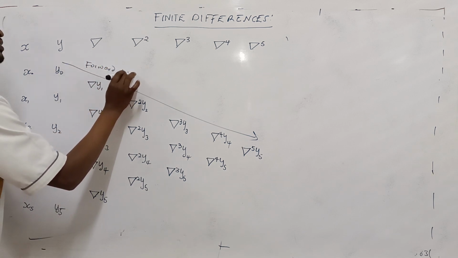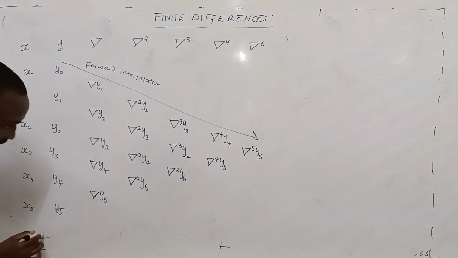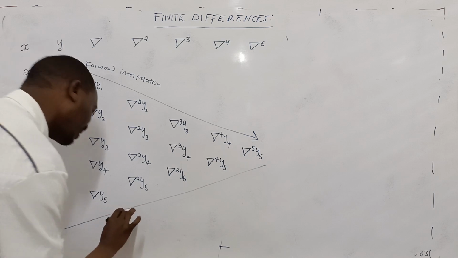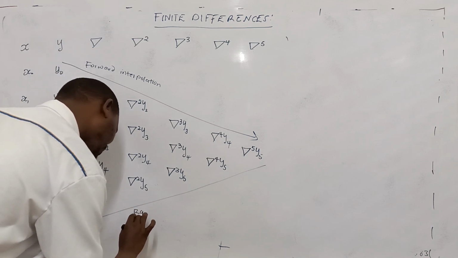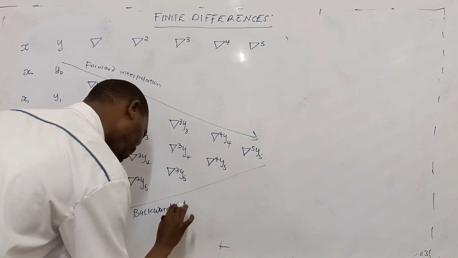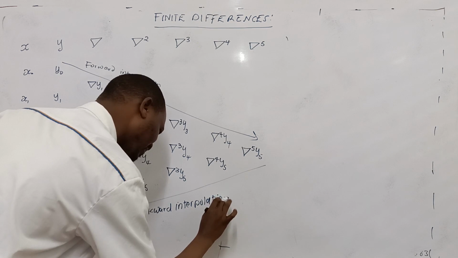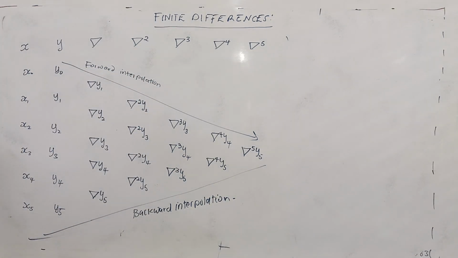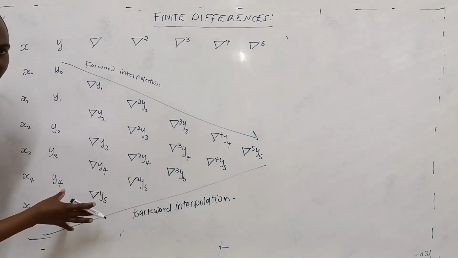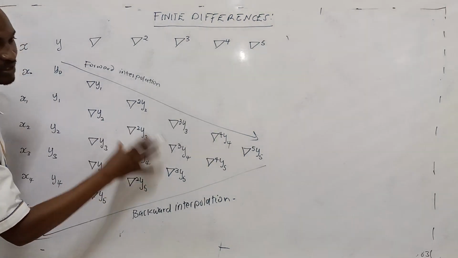interpolation. And these values here, you can use them to answer a question for backward interpolation. Well, you are dealing with a backward interpolation formula, like Newton-Gregory backward interpolation. So how you create the table is the same. That's what I mean in short. How you create the table is the same.